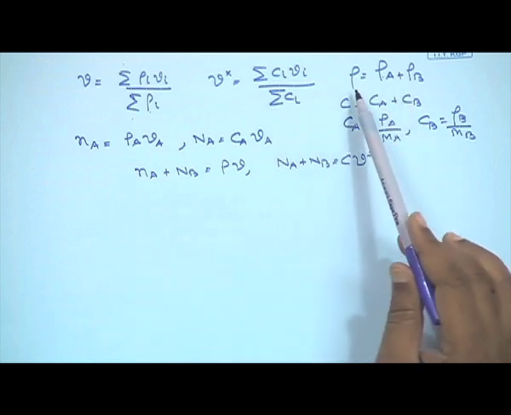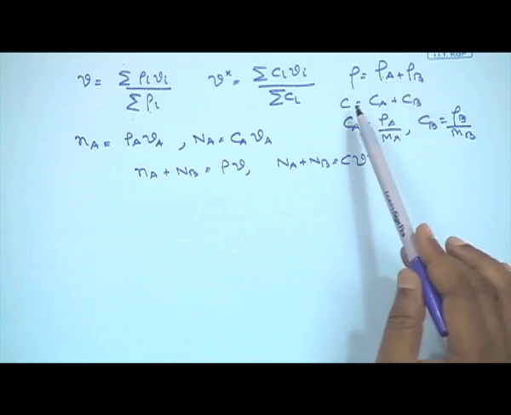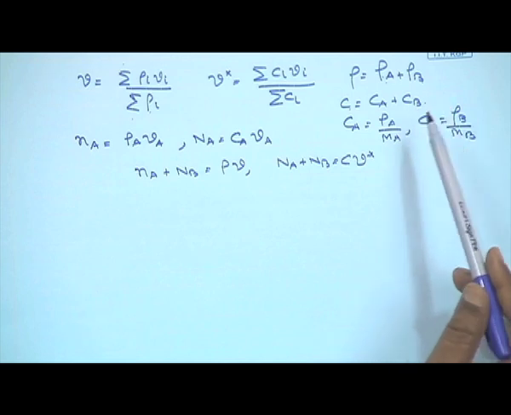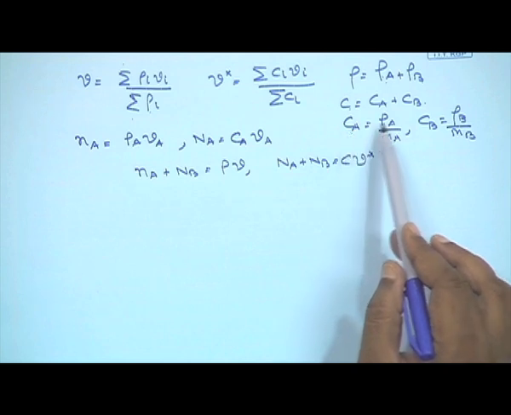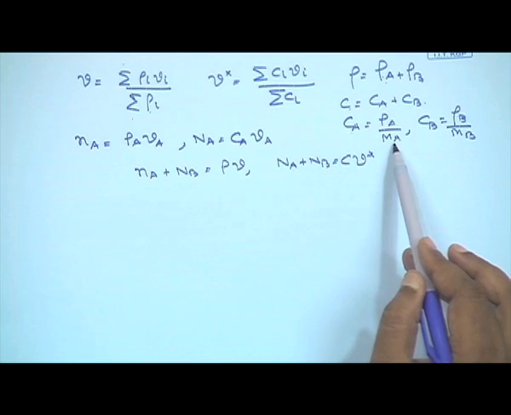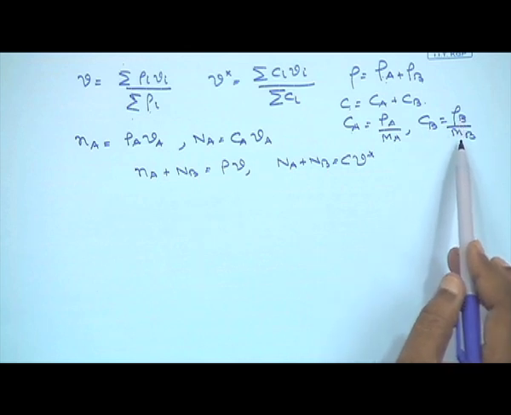The total mass concentration is rho A plus rho B. The total molar concentration is Ca plus Cb when we are talking about a binary system, and Ca, the molar concentration of A, is simply rho A by Ma, Ma being the molecular weight of component A, and Cb, the molar concentration of B, is simply rho B by Mb.